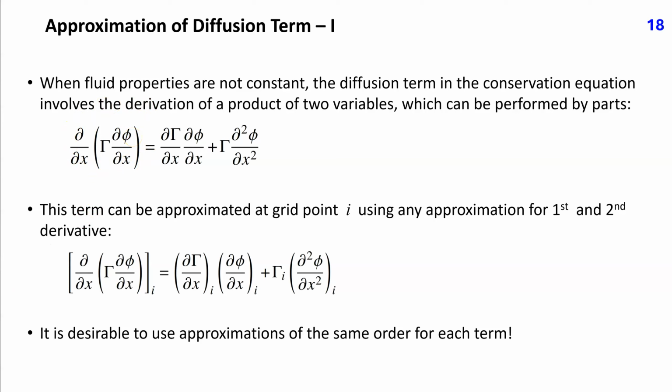We can perform first differentiation by parts to obtain two terms, as shown on the right-hand side. The first term accounts for the effects of diffusion coefficient variation, while the second term is the same as in the case of a constant diffusion coefficient. These two terms can be discretized using approximations for the first and second derivative described in preceding slides. It is desirable to use approximations of the same order for each term.